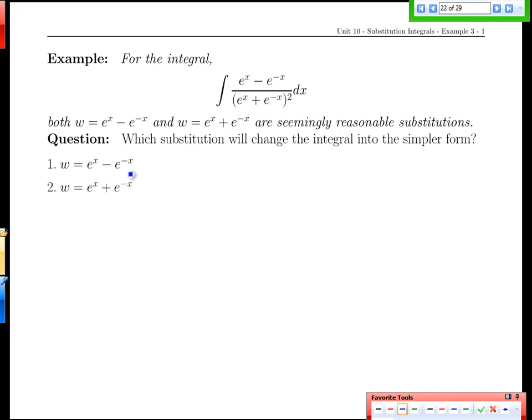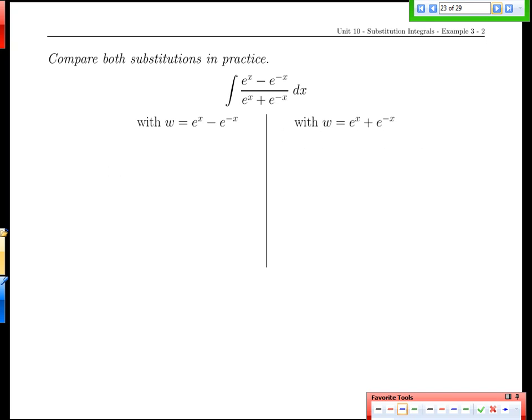Okay. If it's not entirely clear, that's fine. We're going to take a look at both ways, both possible substitutions, and see how they transform the integral, and hopefully in a way that'll make it clear in the future which substitutions are more likely to work or be helpful.